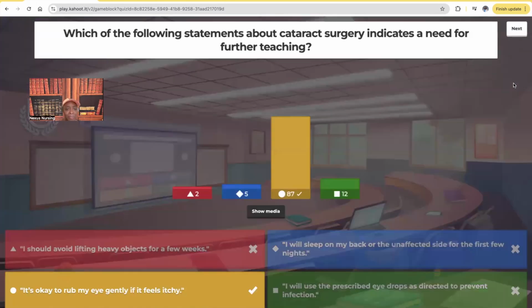Very good. It's okay to rub my eye gently if it feels itchy. You see that word gently is very misleading, and NCLEX will do that to you. They will throw in a gently or a softly or a kindly. Guess what? If it's contraindicated, it's contraindicated, and we don't care how gently or softly you do it. It's contraindicated. Think about it. This patient just had surgery.